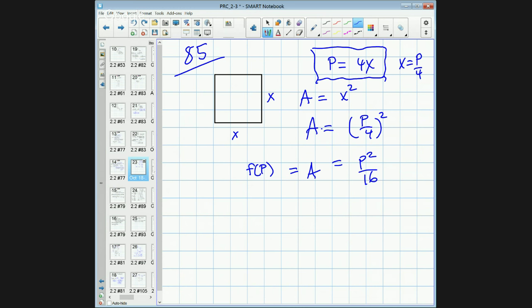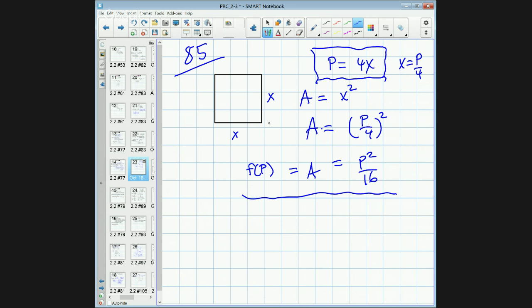Well, why is that important? Because it said, write the area as a function of the perimeter p. So in other words, p is the variable we want. So how do you find the area of a square? Length times width, p over 4 times p over 4. And you could just write it like this then: f of p equals p squared over 16, just squaring the p over 4. Okay, so that's number 85.